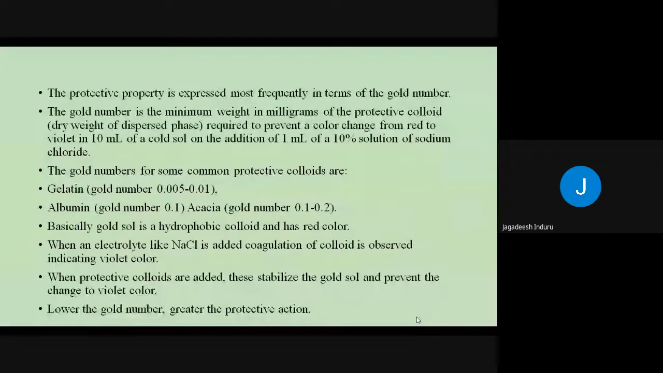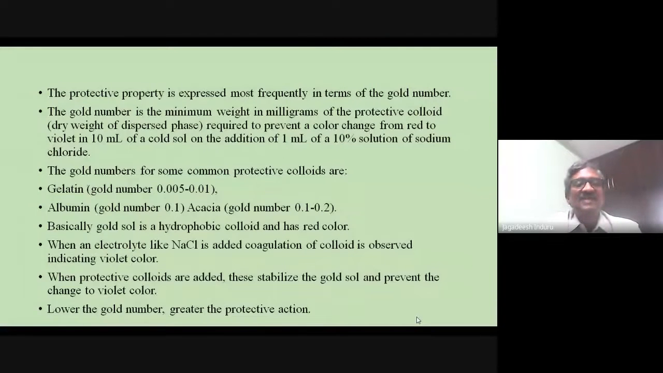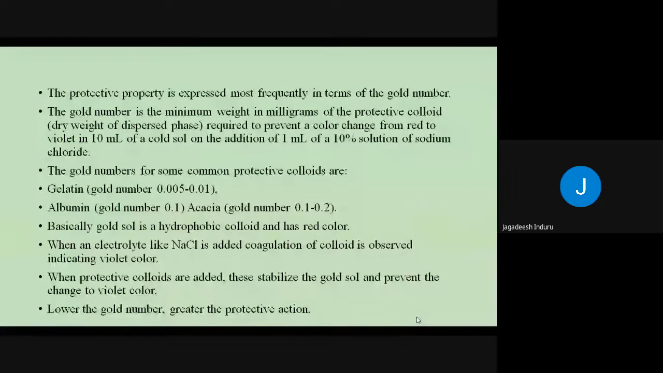So the gold numbers for some commonly used protective colloids are given. This is for gelatin. You are going to have a gold number of 0.005 to 0.01. Then what is this number? You may get the question. You are having a gelatin solution, and a minimum quantity of that gelatin solution is added to give the protective action to the lyophobic colloid.